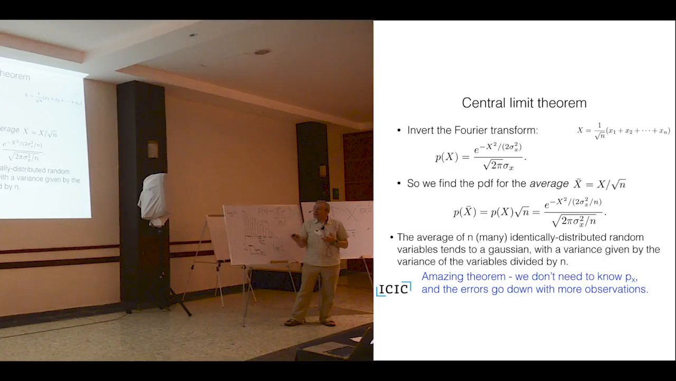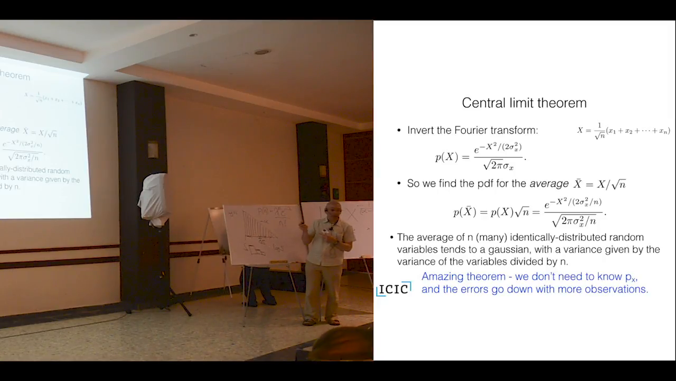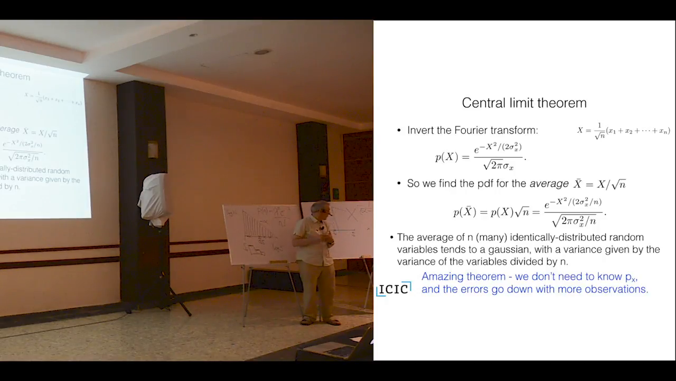So what does that tell us? It tells us that the average of a very large number n of identically distributed random variables, which are independent, I've missed that out here, that's also important. The average of many independent identically distributed random variables tends to a Gaussian with a variance given by the variance of the variables divided by n. So it's an amazing theory, it's incredibly useful.